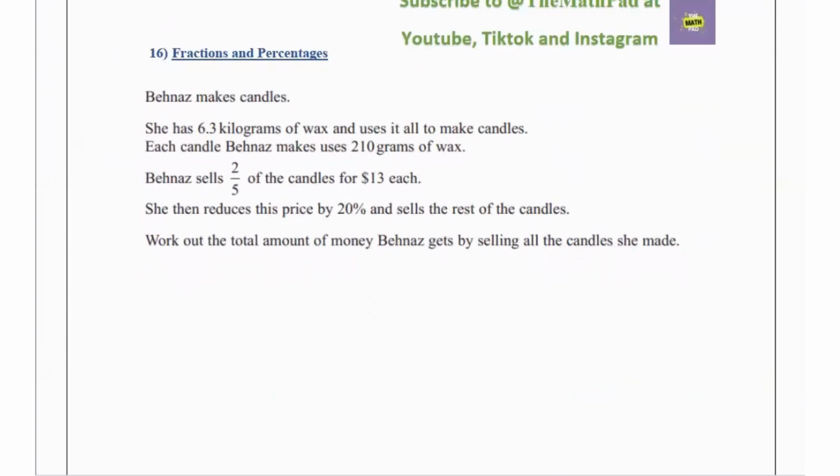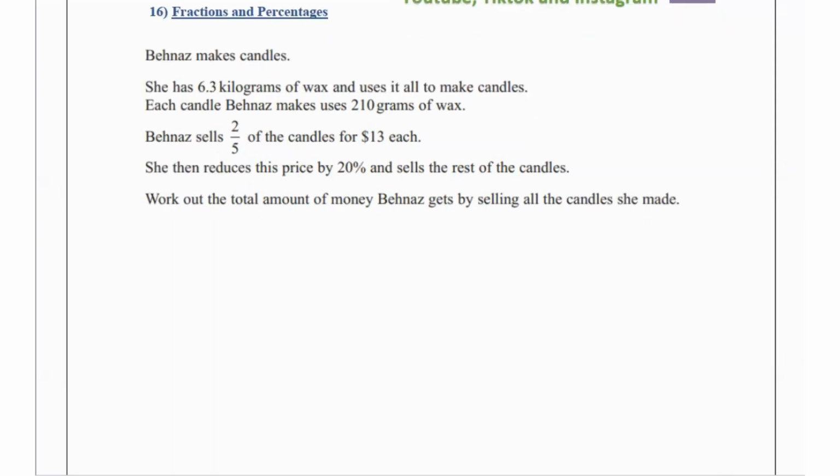Then it says Behnaz makes candles. She has 6.3 kilograms of wax and uses it all to make candles. Each candle Behnaz makes uses 210 grams of wax, and Behnaz sells 2/5 of the candles for $13 each. She then reduces this price by 20% and sells the rest of the candles. Work out the total amount of money Behnaz gets by selling all the candles she made.